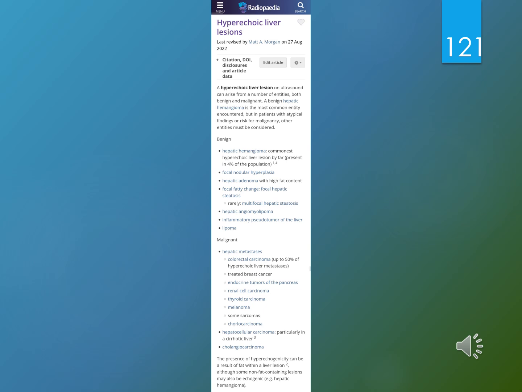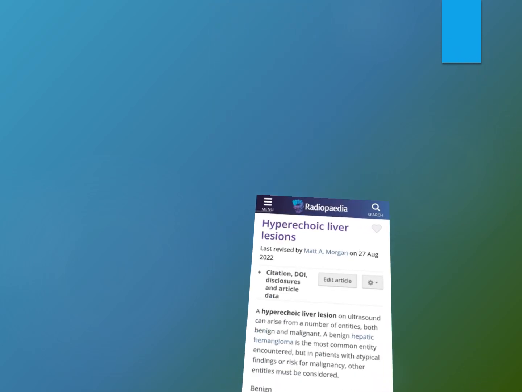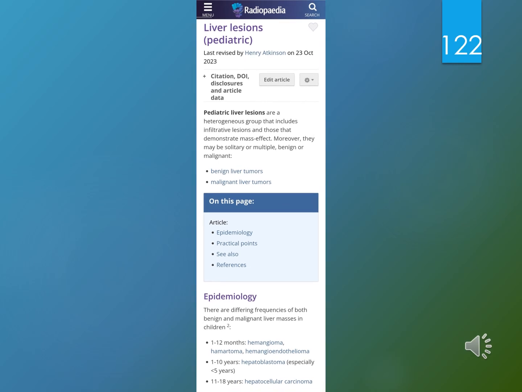I'd like to point out that it says a benign hepatic hemangioma is the most common entity encountered, but in patients with atypical findings or risk for malignancy, other entities must be considered. If they're not at risk, they're going to say it's likely a hemangioma and leave it alone. Here's a list of pediatric liver lesions. The only list we're missing is a hypoechoic differential, but they don't have one.